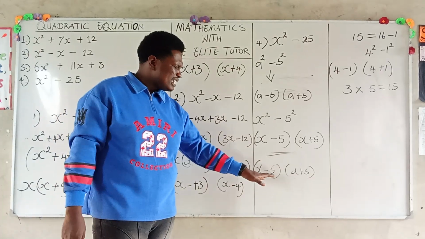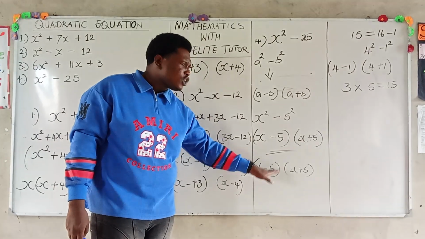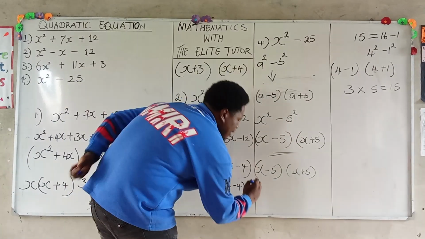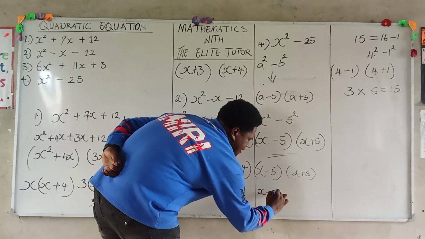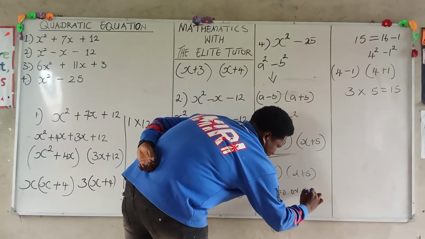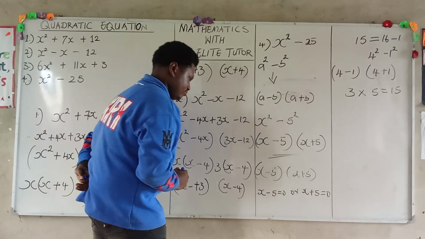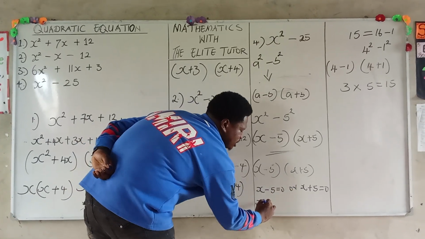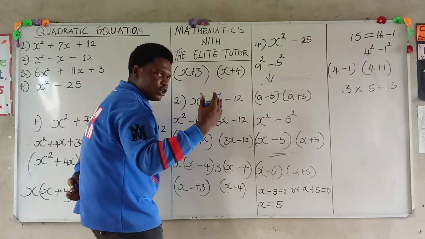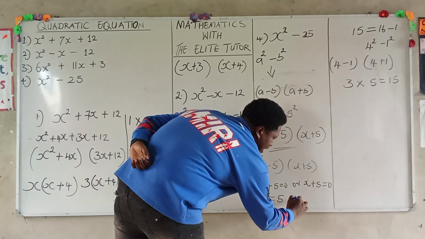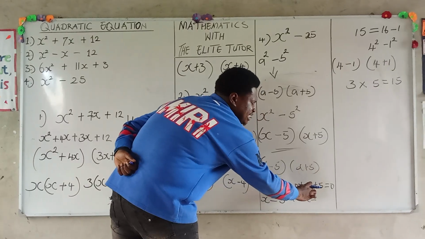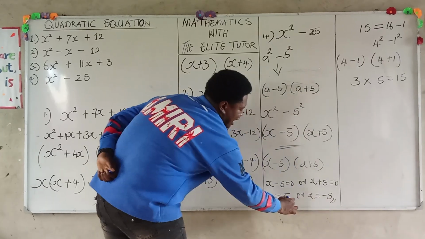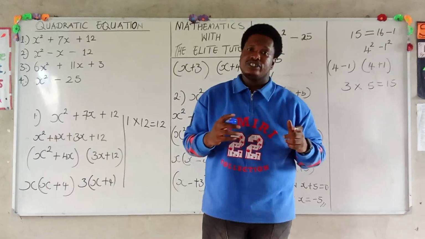All you have to do is to equate each of these brackets to 0, so you'll be able to have the root. I will have that x minus 5 is equal to 0, or x plus 5 is equal to 0. Now this will be x, and this is minus 5. If minus 5 crosses over the equal to sign, it becomes plus 5. Or we have that x is equal to, this is plus 5, and if plus 5 crosses over the equal to sign, it becomes minus 5. And this is how to get the root of a quadratic equation.